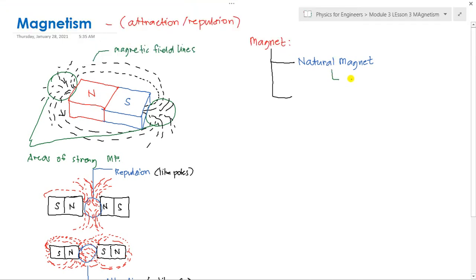For example, as Mr. Calatrava mentioned, magnetite or lodestone. They were discovered to attract ferrous materials. When we say ferrous materials like iron and steel, they contain the element iron, so they attract. And then the second kind of magnet is called artificial or synthetic.